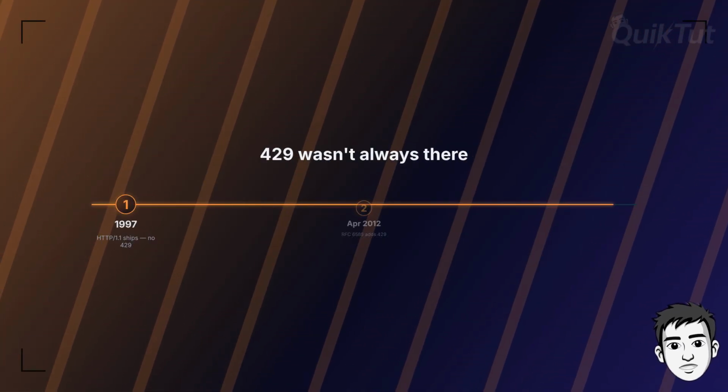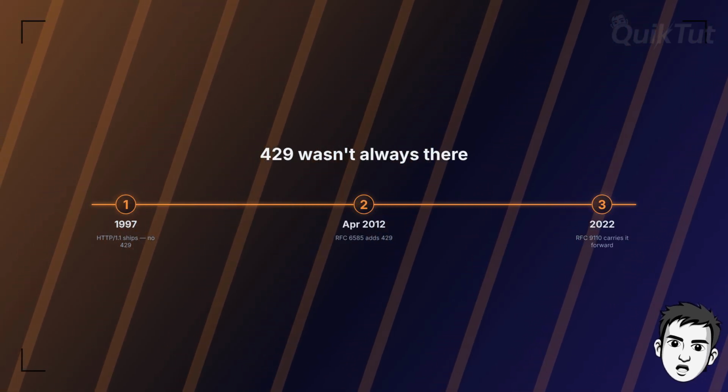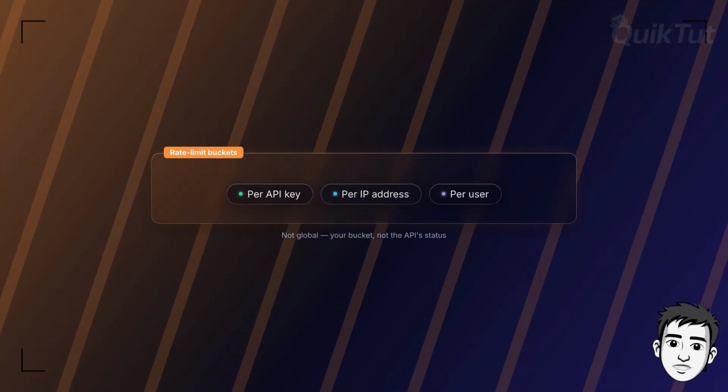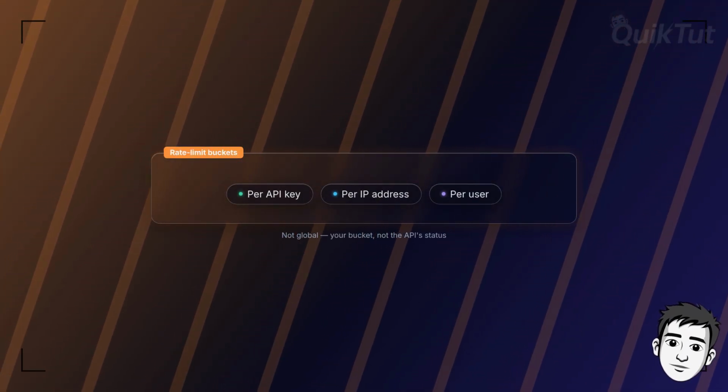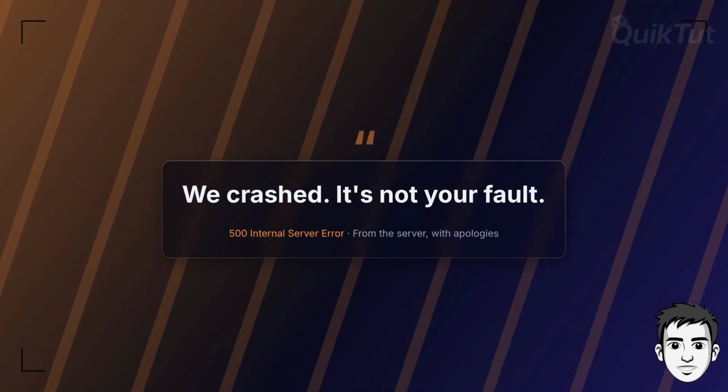Worth knowing, 429 wasn't in the original spec. RFC 6585 added it back in April 2012. Rate limits are usually per API key or per IP, not global, so hitting one doesn't mean the API is down. 500 is the not your fault code.